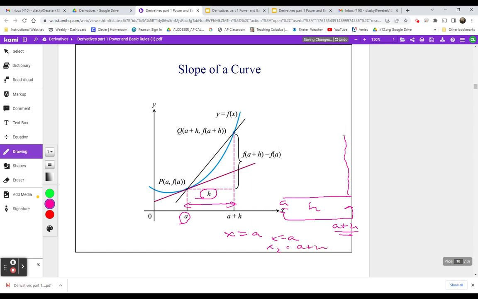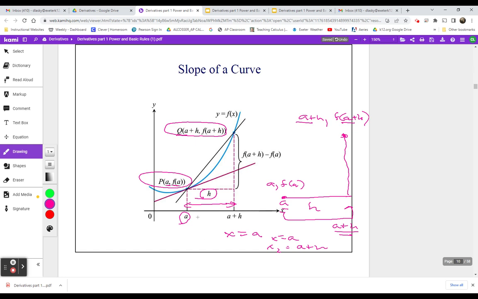So how do I find my y values that are associated with this? Well, this y value here is going to be f of a, because I have to plug a into the equation. This y value here is associated with the x value of a plus h, so I have to plug in a plus h. So that's where these values come from. Point Q is a plus h and f of a plus h. This one here is a and f of a.